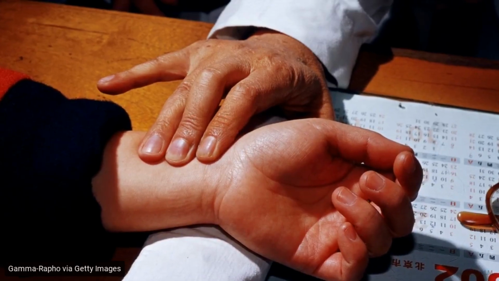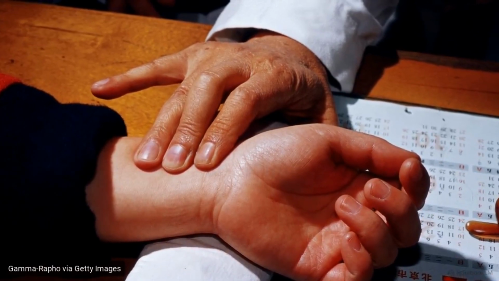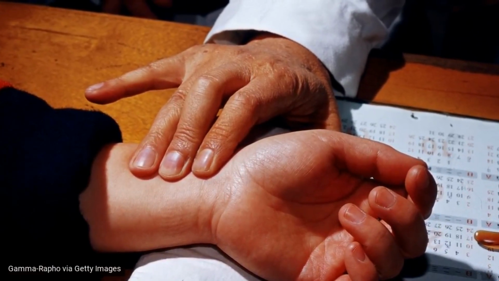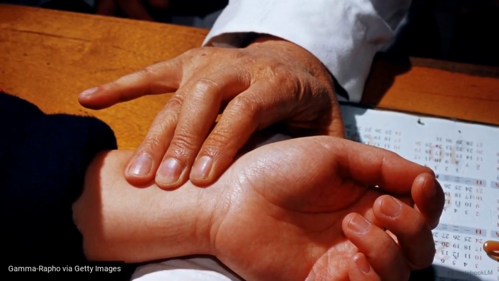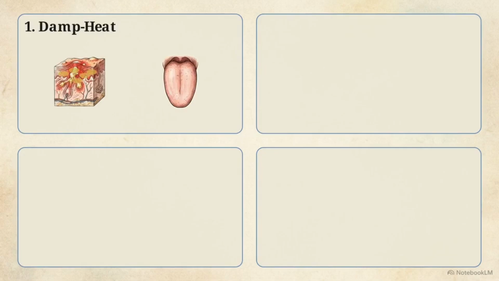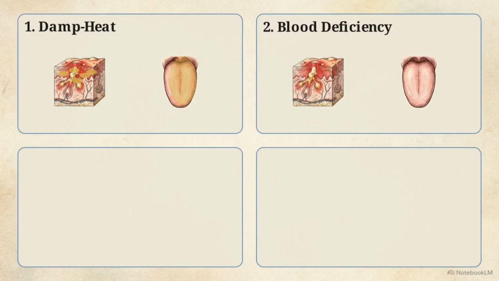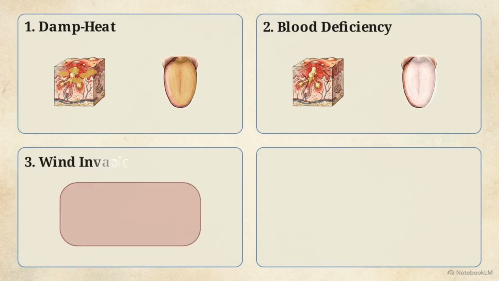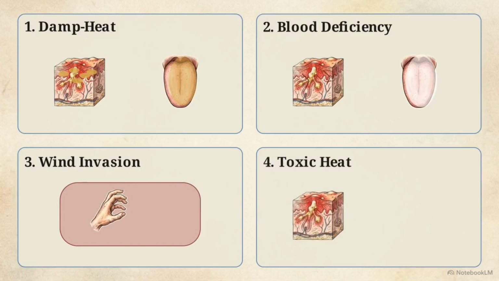Identifying the internal root requires traditional diagnostic techniques, beginning with a precise pulse reading to determine the state of the patient's blood and heat. We evaluate four presentations. Damp heat presents with oily scalp, crusts, and greasy tongue. Blood deficiency manifests as dry scalp, thin hair, and pale tongue. Wind invasion features a sudden, migrating itch, while toxic heat causes pus formation and swollen lymph nodes.